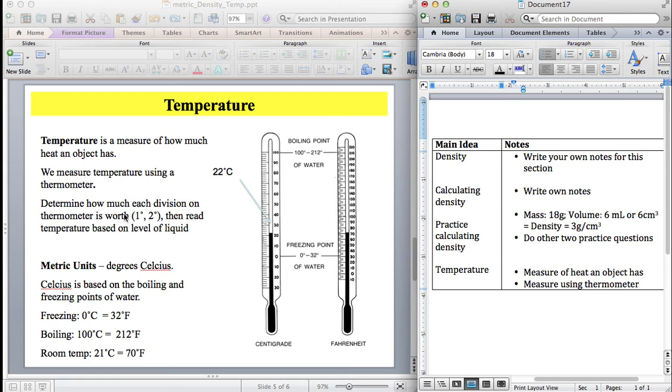To read a thermometer, it's just like using a graduated cylinder. You have to determine how much each division on the thermometer is worth. Usually it's either going to be 1 degree or 2 degrees. Then you read the temperature based on the level of liquid in the thermometer.